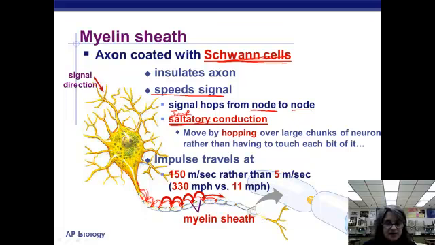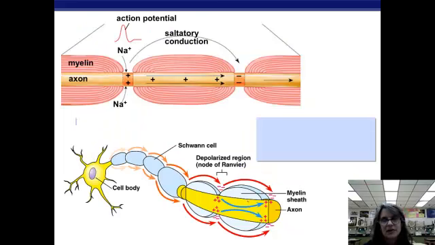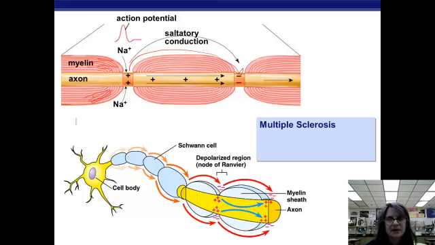Okay? Indeed, you can see here actual numbers, 150 meters per second, rather than what seems kind of fast to me, but not near as fast as that, 5 meters per second. So 330 miles per hour versus 11 miles per hour. That's a pretty huge difference, okay? That's a much better picture, so you can see actually the nodes there to there, okay? And the Schwann cells are being shown here, these layers of fat, okay?